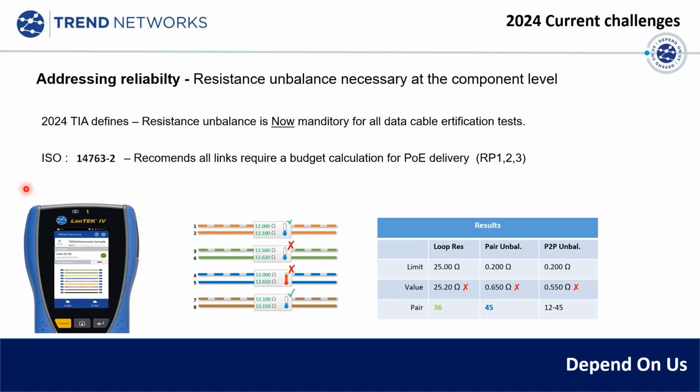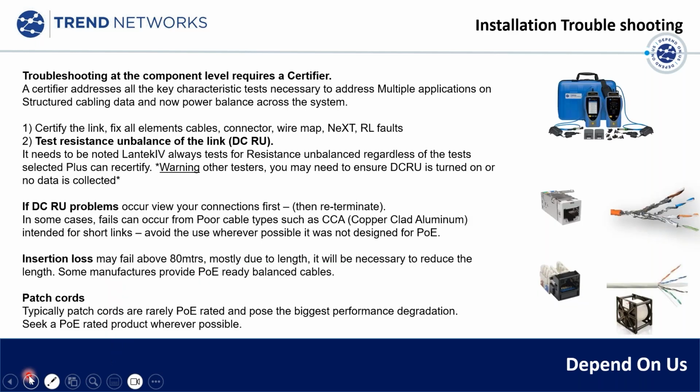For 14763-2, it recommends a link budget calculation where resistance for PoE 1, 2, or 3 can be calculated via a budget. A very interesting approach. Ultimately, we're looking at each pair and how they compare to each other. Let's look at it in a bit more detail.